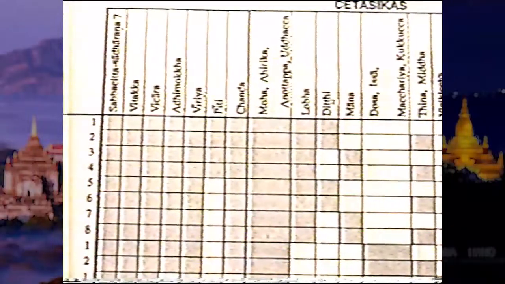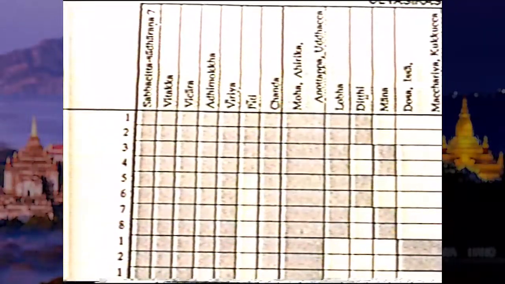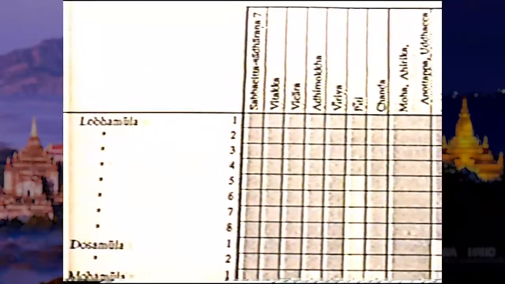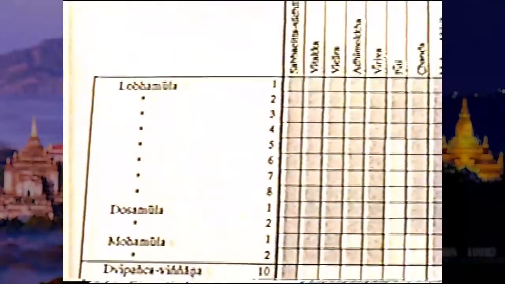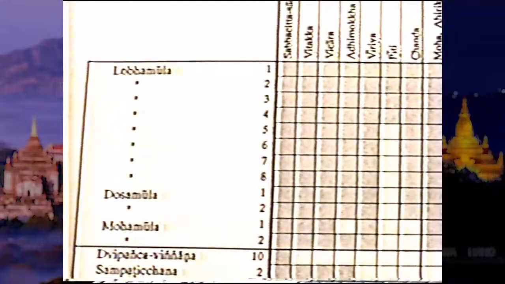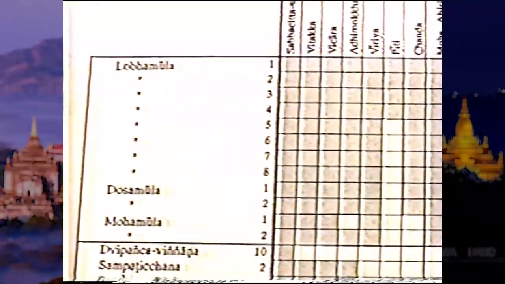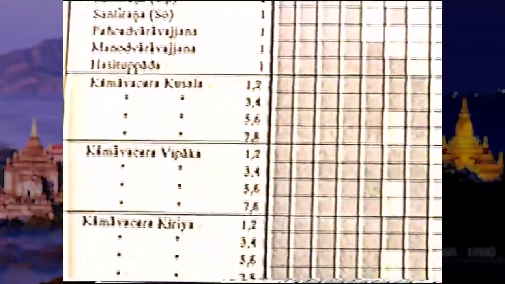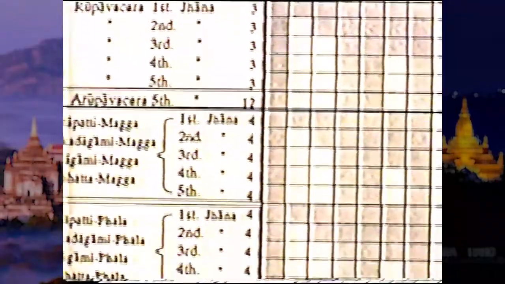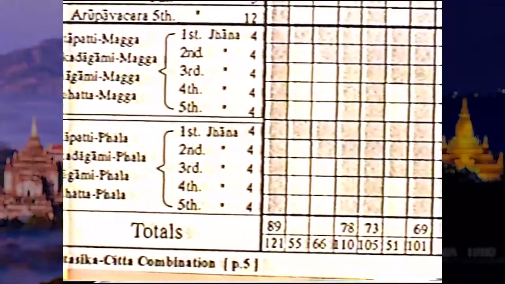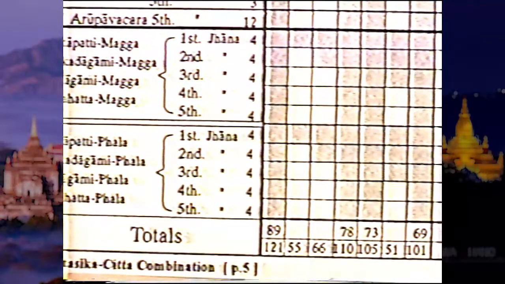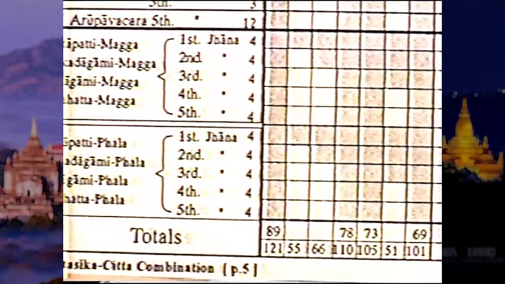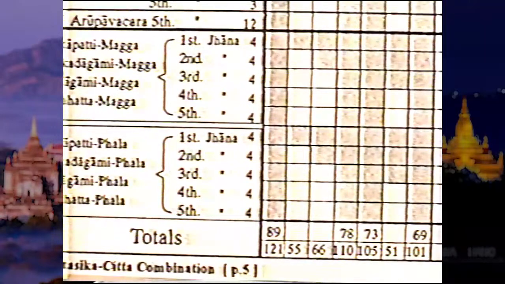And if you want to know how many types of consciousness a certain Cetasika accompanies, you read the chart down. For example, the second one, Vitakka, initial application. How many types of consciousness does it accompany? Then you read it down, and the total is given here, I think 55. If you have that, then you can understand the relationship of Cetas and Cetasikas, or Cetasikas and Cetas.